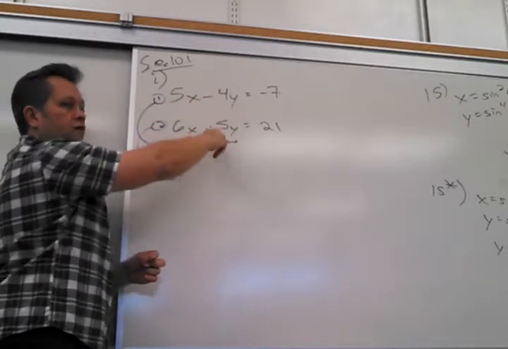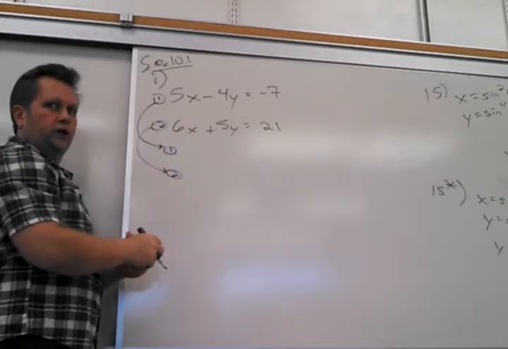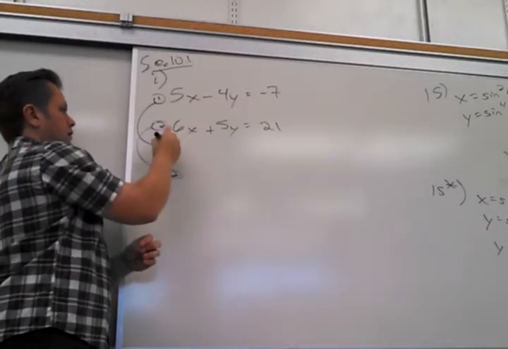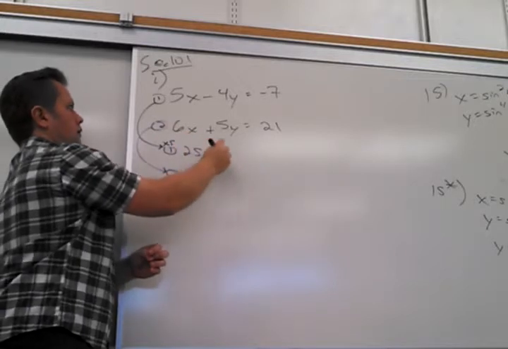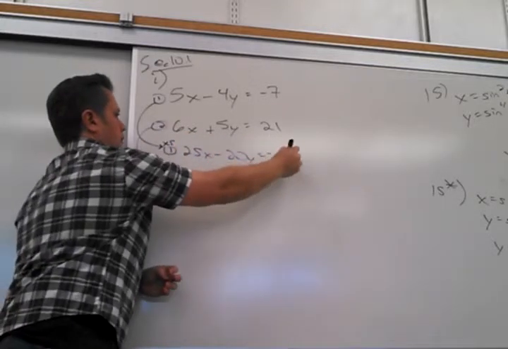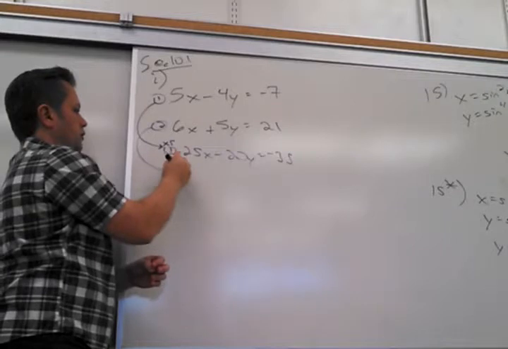So what's the LCD of 4 and 5? 20. Cool. So you're going to multiply the first one by 5, and the second one by 4.